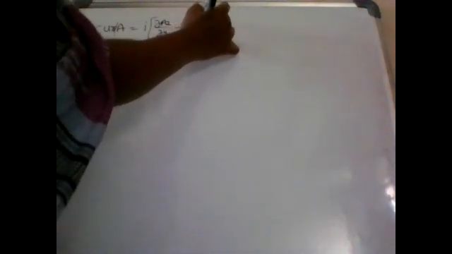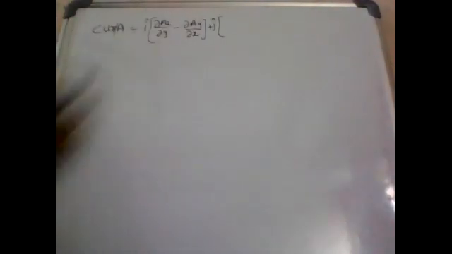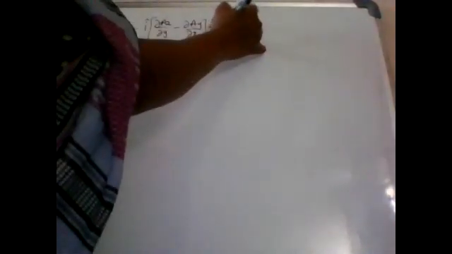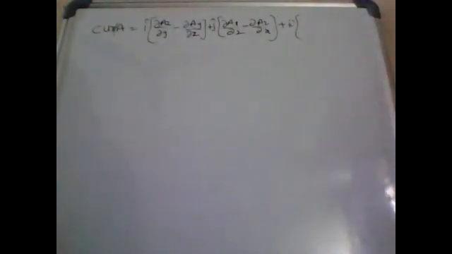So from equations 8, 9, 10, adding them, we get curl A equal to i into (∂A_z/∂y minus ∂A_y/∂z) plus j into (∂A_x/∂z minus ∂A_z/∂x) plus k cap into (∂A_y/∂x minus ∂A_x/∂y). This is the curl A.